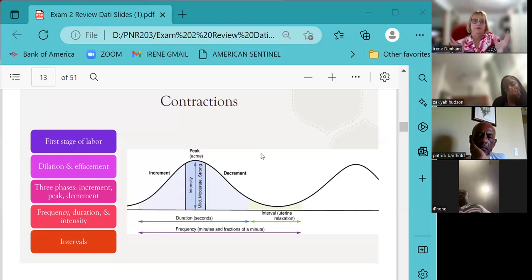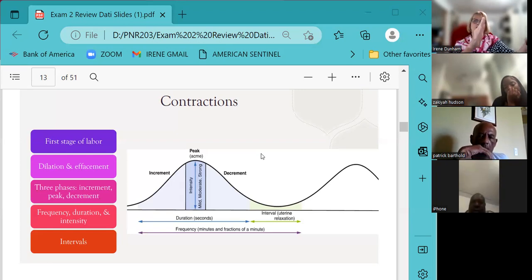So they're really, really painful, and they increase from the beginning to the end. In the beginning of labor, when she's only about 1 centimeter, the frequency can be maybe 4 to 5 minutes apart. Okay, that's how often they're coming, frequency.